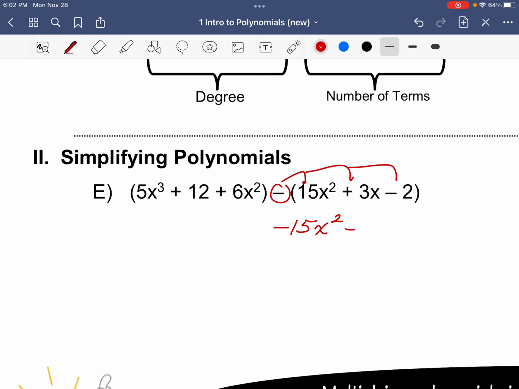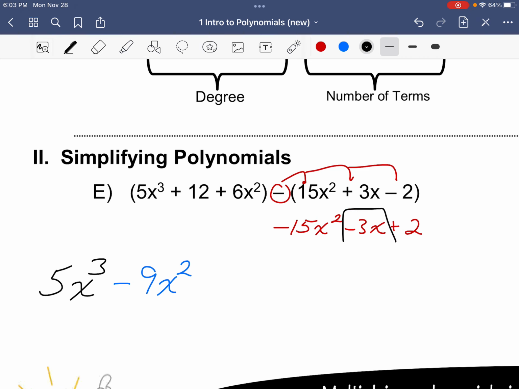What I'm going to do here is rewrite the problem with the opposite, or with a negative in front of each term. Now we can feel like we're just adding like terms. Now 5x cubed, that doesn't have any other terms that are like it because there's no other x cubed anywhere, so that one will just stay the same. But the 6x squared is like the negative 15x squared because the exponents are the same, so we call those like terms. And of course, if you add them together, you get negative 9x squared.